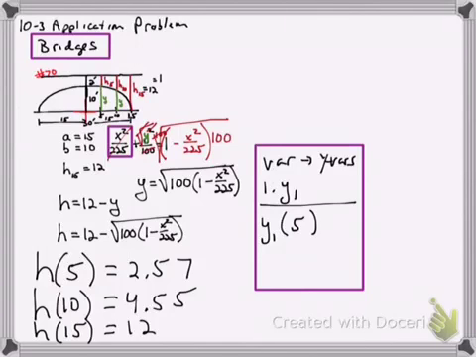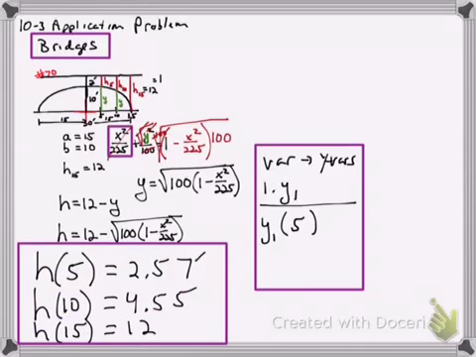So I found my final answers: 2.57 feet, 4.55 feet, and 12 feet from the roadway down to the arch.